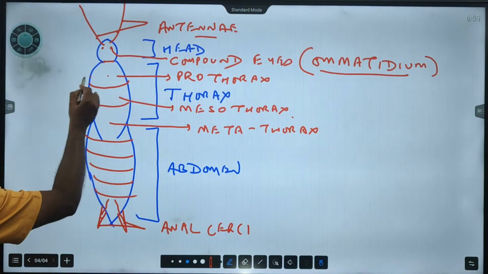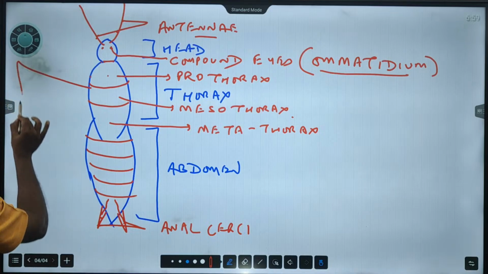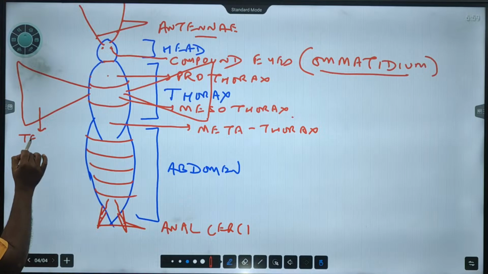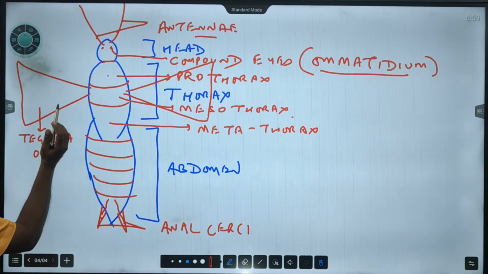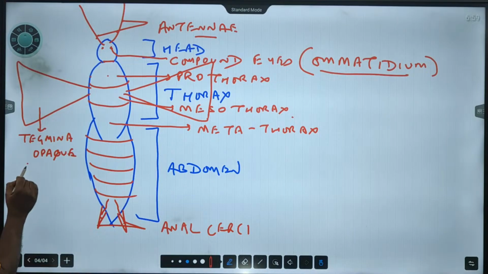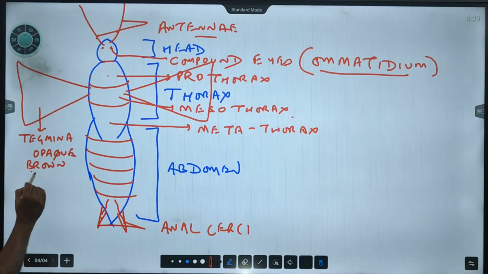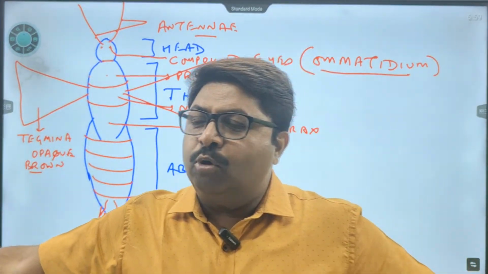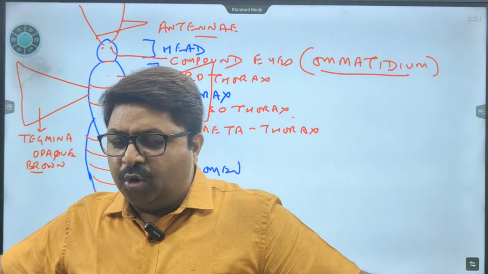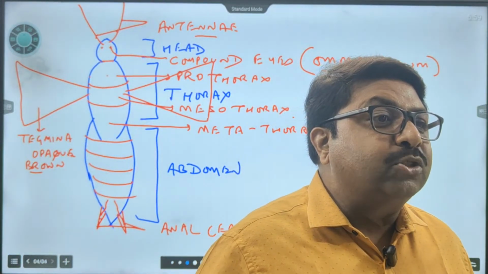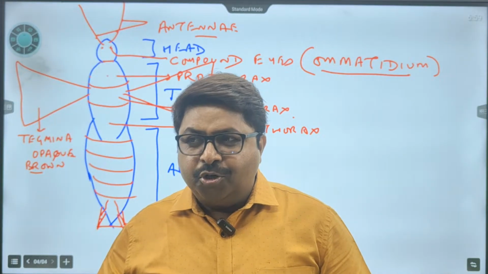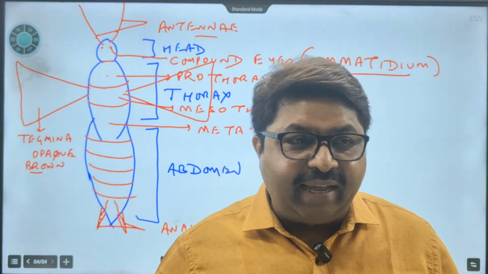Now from the mesothorax, the first pair of wings grows up. And this first pair of wing is called tegmina, which is opaque. And they are brown in color. You have seen the color? Yes. So they cover their whole body by the help of the first pair. What is the origin? The first pair of wings originate from mesothorax. And they cover the whole body.